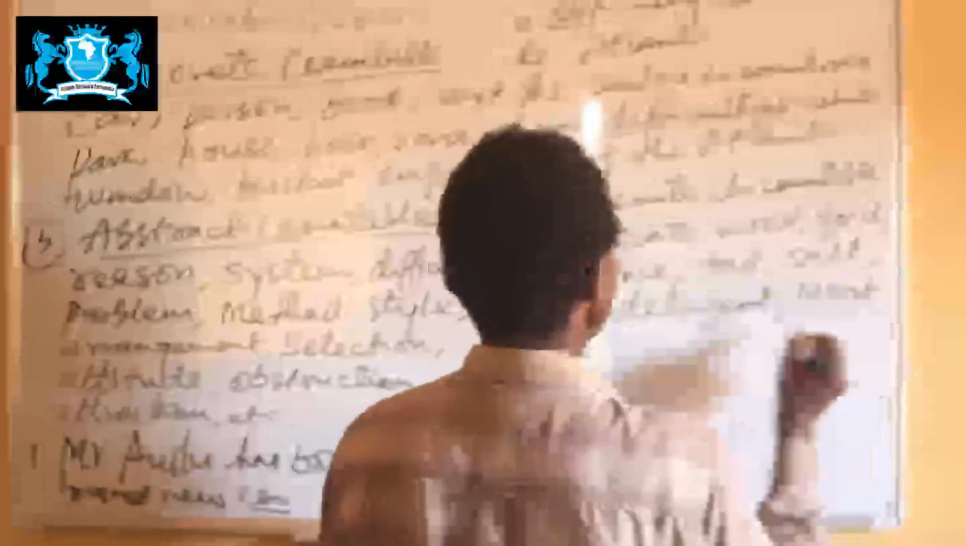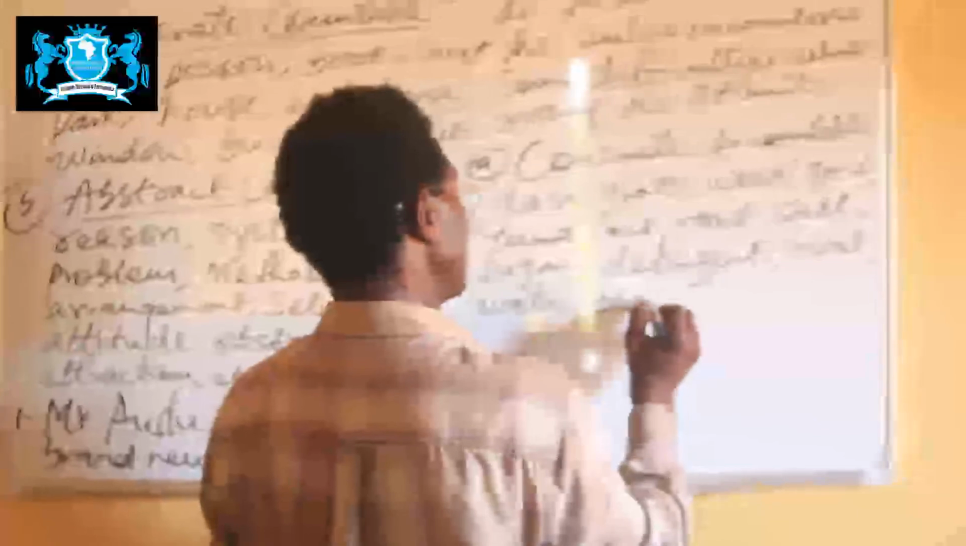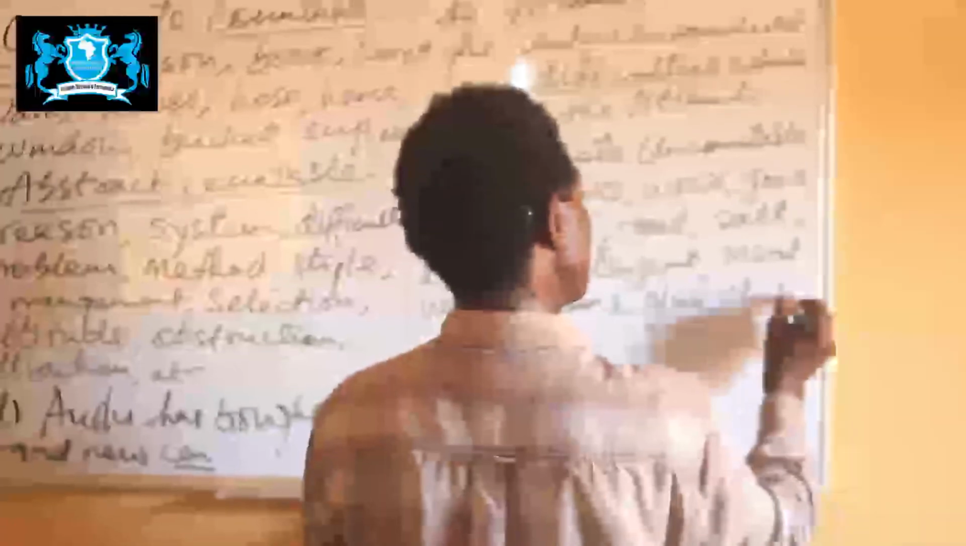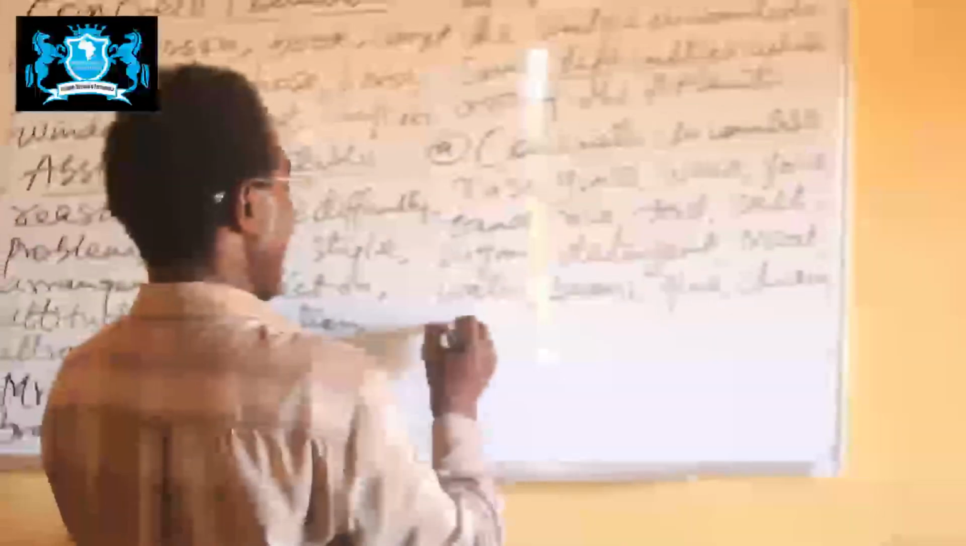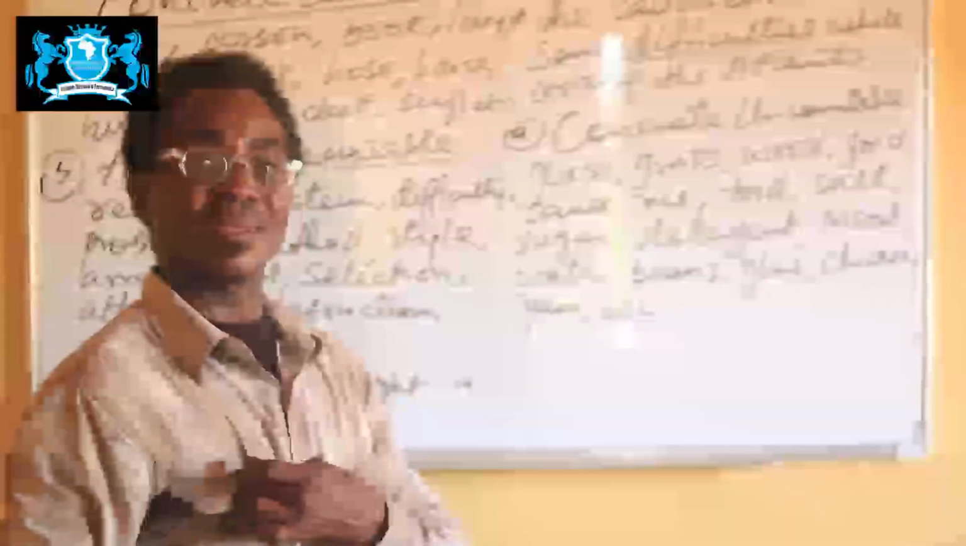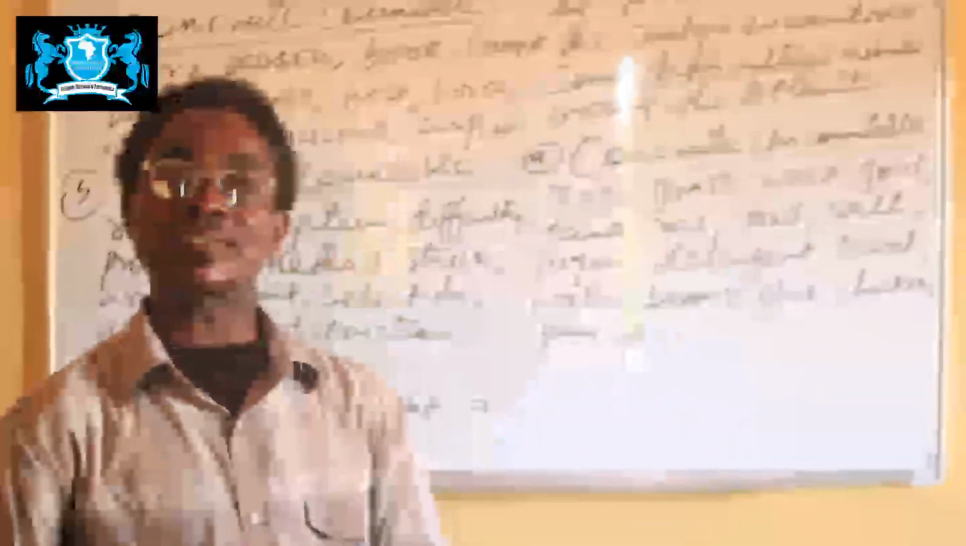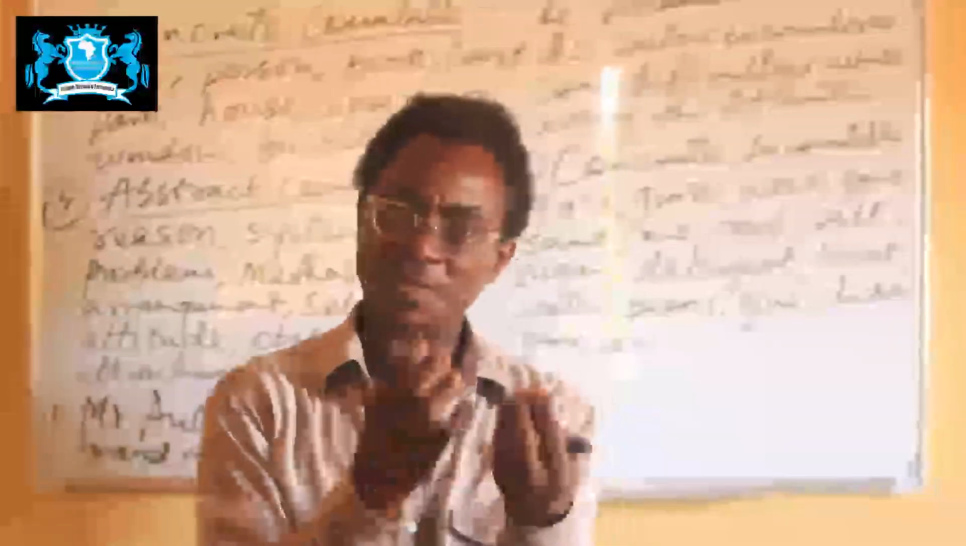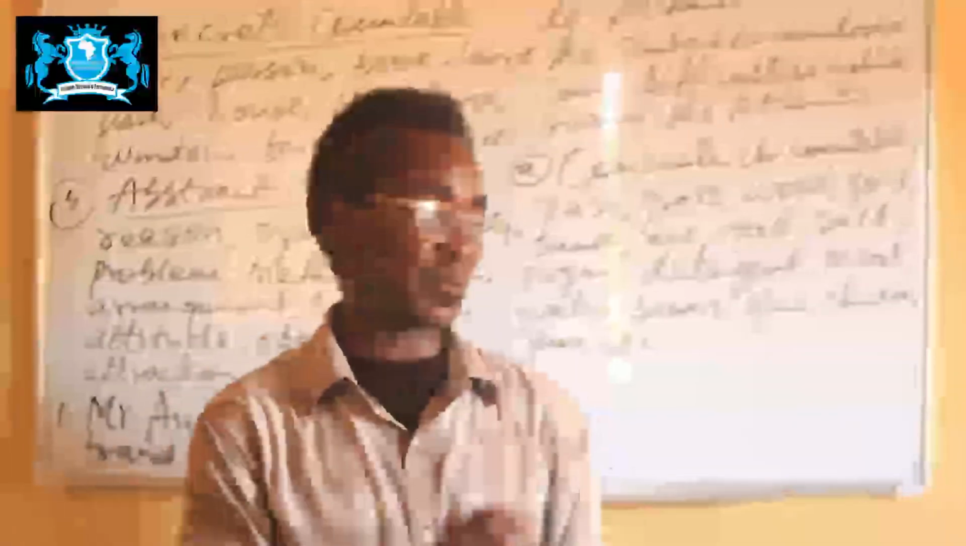meat and water, beans and glue, chicken and yam, among others. The example could be inexhaustive if we continue. Now, these are concrete uncountable. That is, nouns that are uncountable, and they are also in physical form. They exist in physical form.